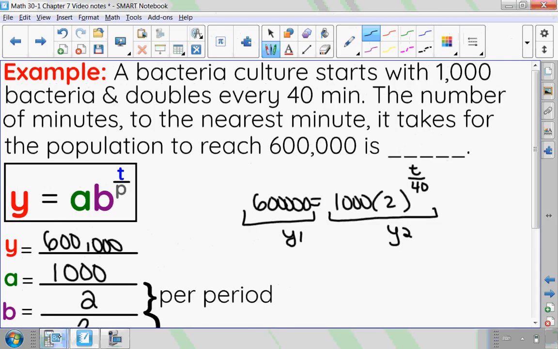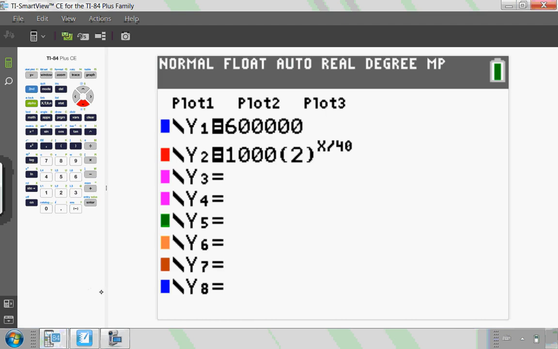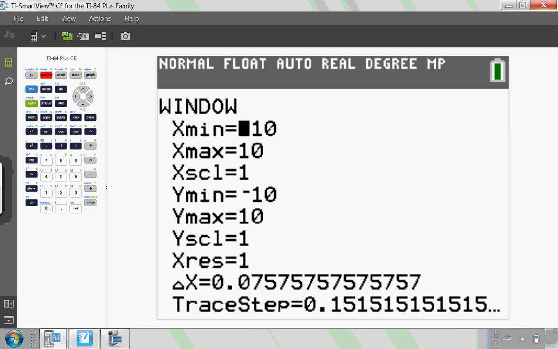So if I go into my calculator here, I have 600,000 and 1,000 times 2 to the x divided by 40. So the key to this is really setting your window setting. So remember, x is the number of minutes, y is the population. So let's go into our window. We have to totally guess what we think the time would be, and it's okay if we get it wrong.